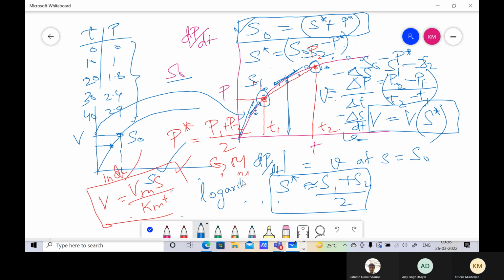Sir, we have integrated it in the previous class, so you can just explain it. Yeah. So you will discover that the best results are obtained when S star is the log mean. Do you know what logarithmic mean means, sir? Yes, sir. What does it tell me? What is the logarithmic mean of S1 and S2?